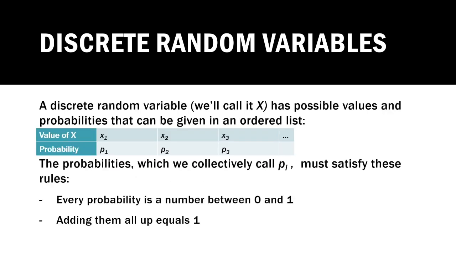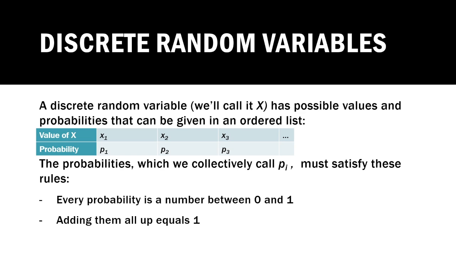So, a discrete random variable, we'll call that x, has possible values and probabilities that can be given in an ordered list. You can see here the value of x is up top, x1, x2, and x3, and the probability of each is under that. x1 has probability of p1, x2 has probability of p2, and x3 has probability of p3. The probabilities, which we collectively call pi, must satisfy these rules. Every probability is a number between 0 and 1.